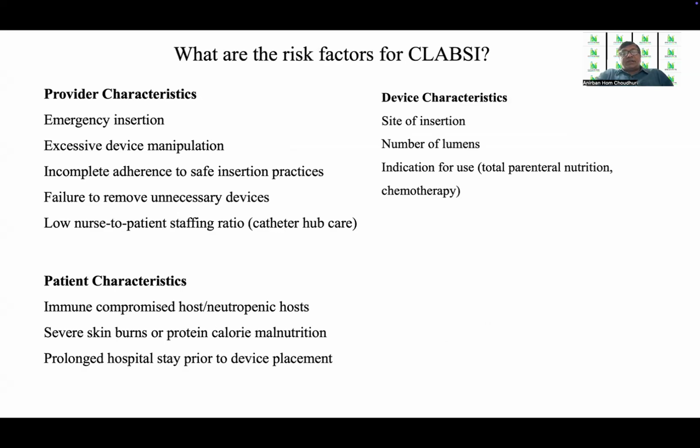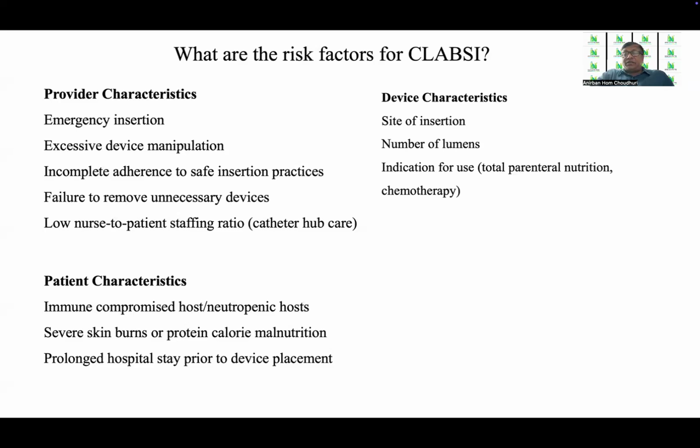Now, there are certain risk factors for CLABSI. These risk factors can be broadly categorized as provider characteristics, device characteristics, and patient characteristics. Among provider characteristics, an emergency insertion has a greater likelihood of CLABSI than elective insertion. Excessive device manipulation adds risk, because every time we manipulate, we increase the chances of introduction of infection. If there is incomplete adherence to safe insertion practices like no chlorhexidine, no proper hand hygiene, etc., then there is more chance of CLABSI.